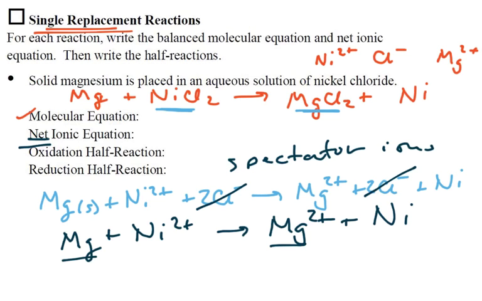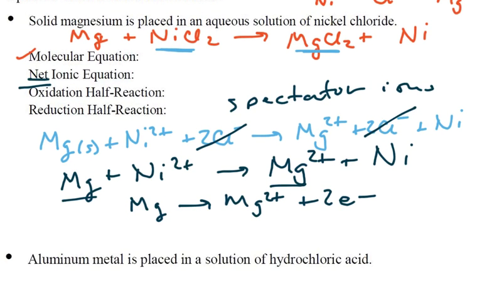So the last part of this, the oxidation half reaction will be magnesium turns into magnesium 2+. And how does it do that? By losing 2 electrons. And then for the reduction, what's the leftover? Nickel 2+ picks up 2 electrons and becomes nickel neutral, nickel metal. So that's our oxidation half reaction and our reduction half reaction.